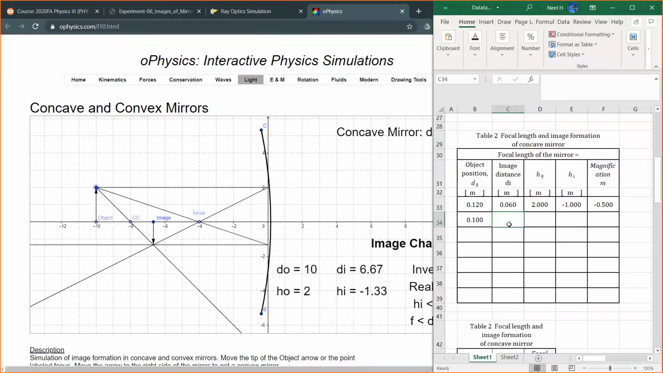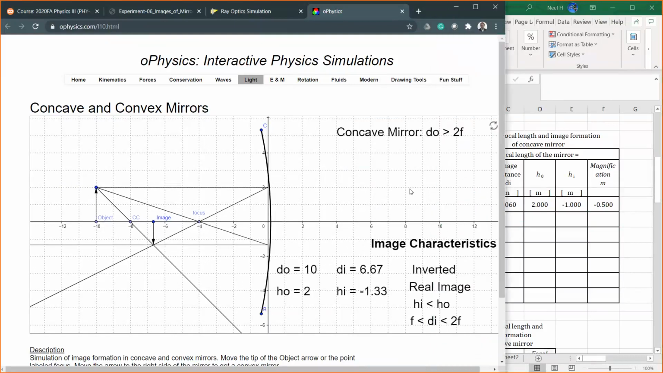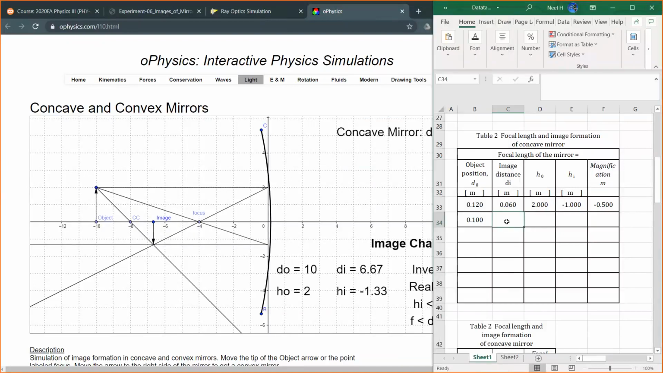And now my object location is 10 centimeters, image location is about, now we need to estimate, right? You can see it is in between, and the real values are actually given in the simulator. So it's difficult to estimate this point right here. You can see it is not half, a little bit above the half. So let's get the number directly from here. That's going to be about 6.67. And h0 is still 2 centimeters. hi is about minus 1.33, you can say accurately.